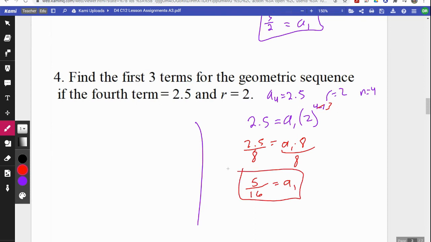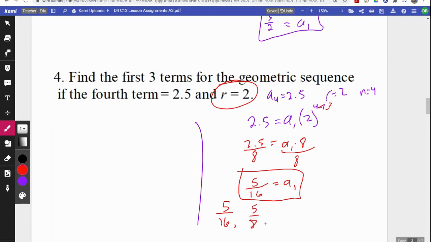Okay, that's just a sub 1 though. We want the first 3 terms. Okay, well if we know that this is 5/16 and r is 2, we would just multiply this term by 2 to get the next term. If we multiply 5/16 by 2, we're going to get 5/8.